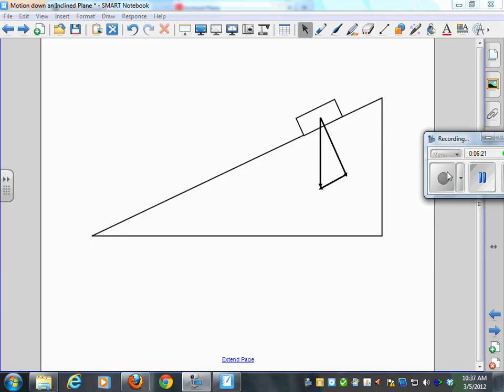Okay, so what we've got here is we've got a ramp. We've got a box up here, and then these are certain vectors, which I am going to label. Now down here, I'm going to put an angle theta. Actually, I'll try a different color here. It might be easier to see. I'll put a theta right there.